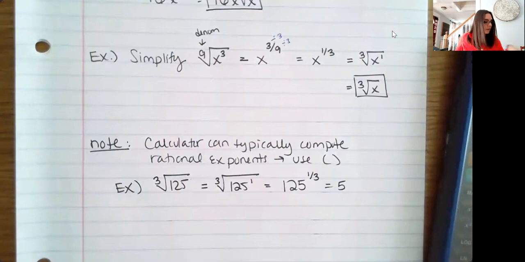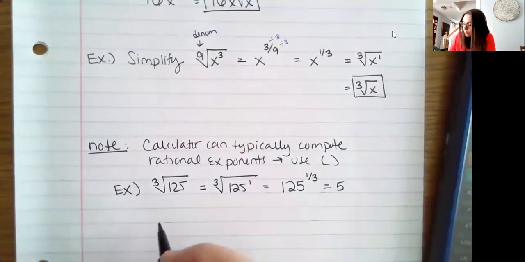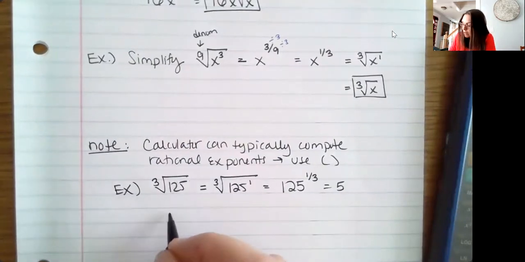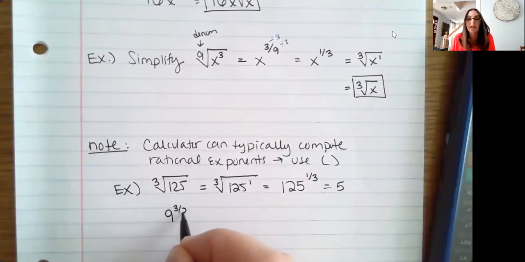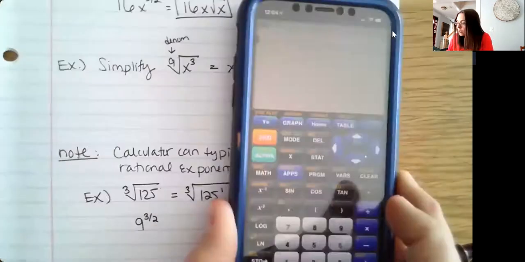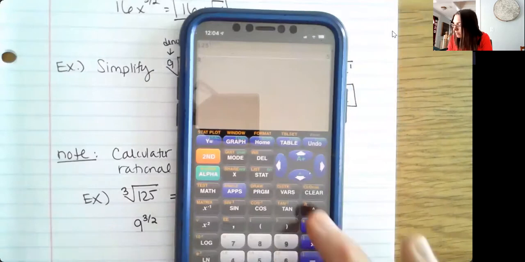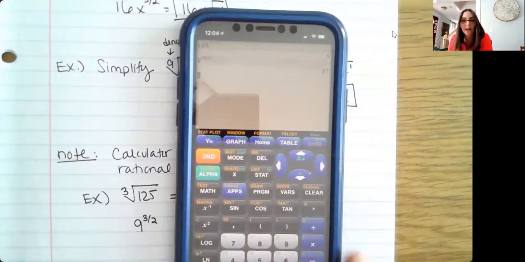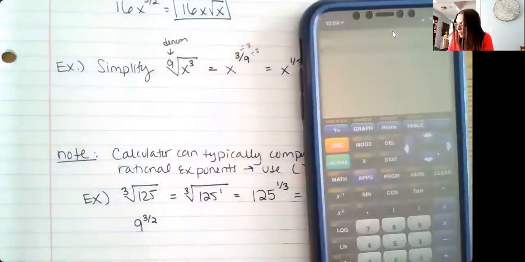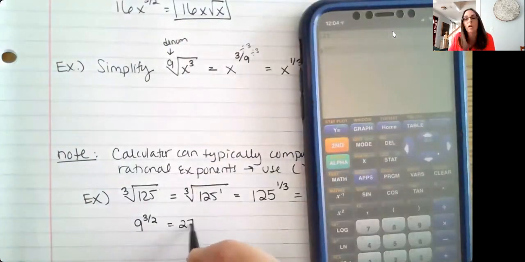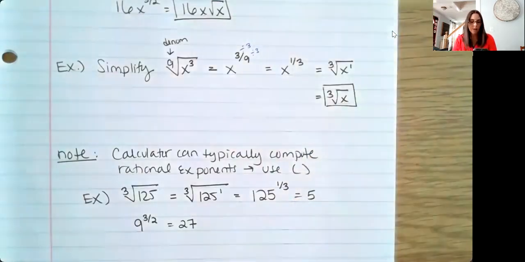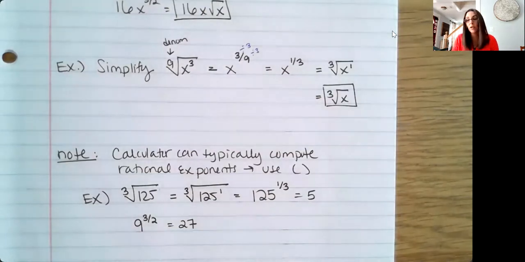Let's do another one that we did before. What if you had 9 to the 3/2? You can do something like that on your calculator too. I just hit 9, raise the exponent, put my exponent in parentheses, and then you'll get the answer of 27, which we did by hand. So it's a nice way to check your work here. Again, most calculators that have an exponent key can handle this. You just use parentheses around that exponent.